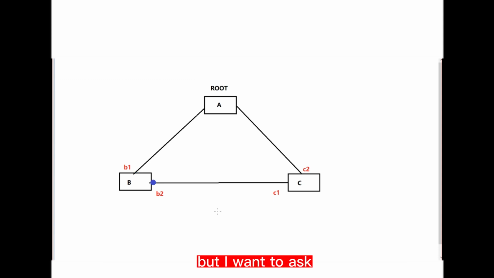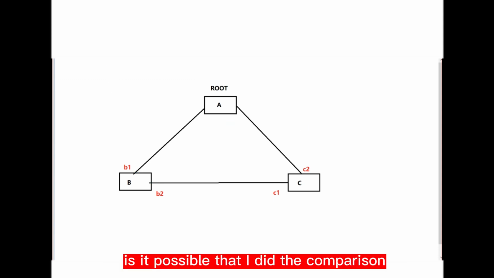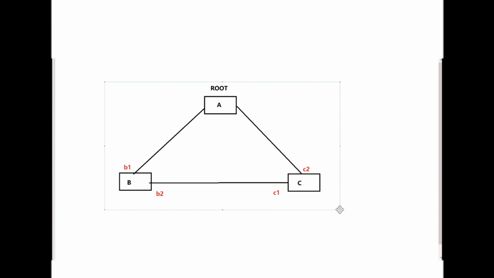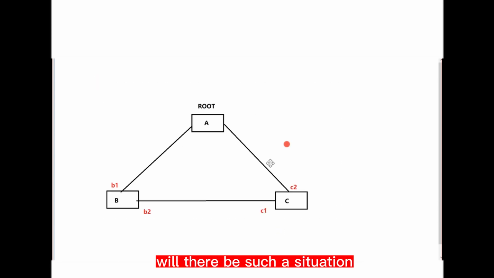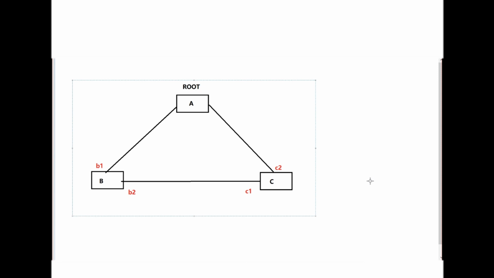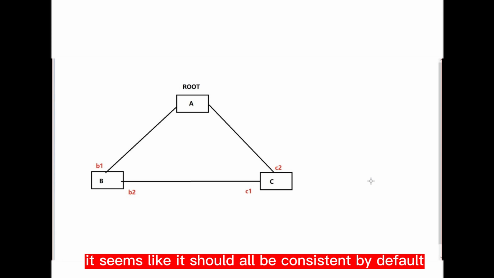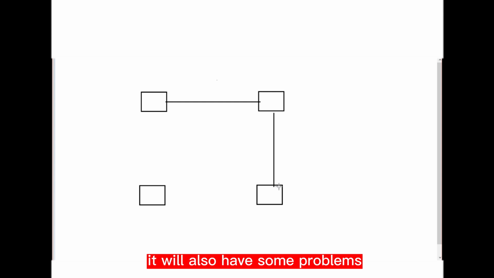But I want to ask, is it possible that we did the comparison and it didn't come out? Will there be such a situation? Okay, there is such a possibility. Some students may think it seems like it should all be consistent by default. Let's draw a new picture. I now draw one more device. It is easier to compare, but even if all its parameters are default, you will find it will also have some problems.